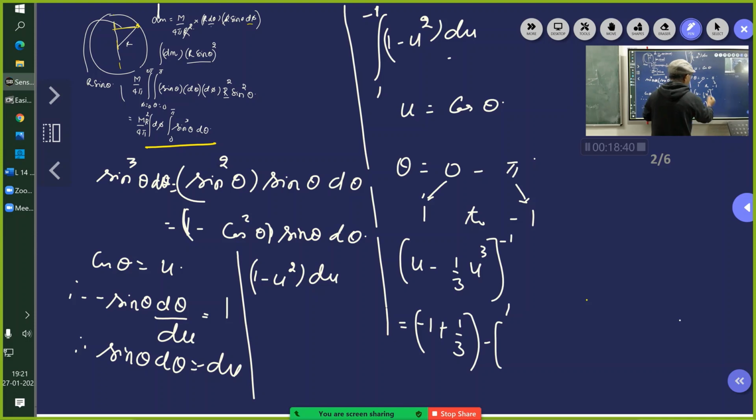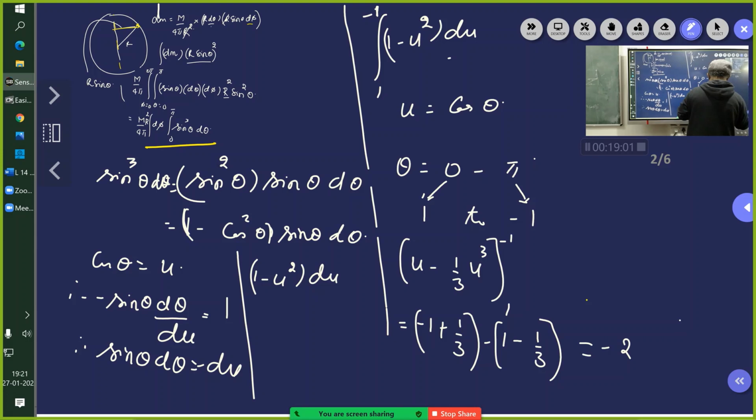So minus of, now I have to put 1 here. I get 1 minus 1 by 3. So this is minus 1 here, and this will also become minus 1. So what will be the sum of this? I will get minus 2 into minus, plus 2 by 3. So that minus sign I missed out. Again I missed it out. So then it will be the opposite, minus 2 by 3.